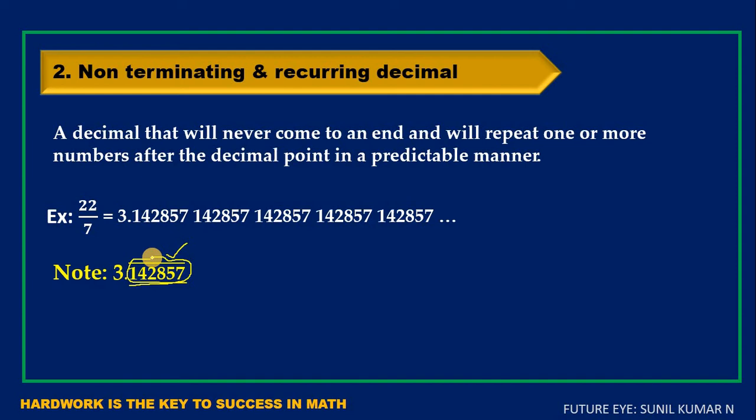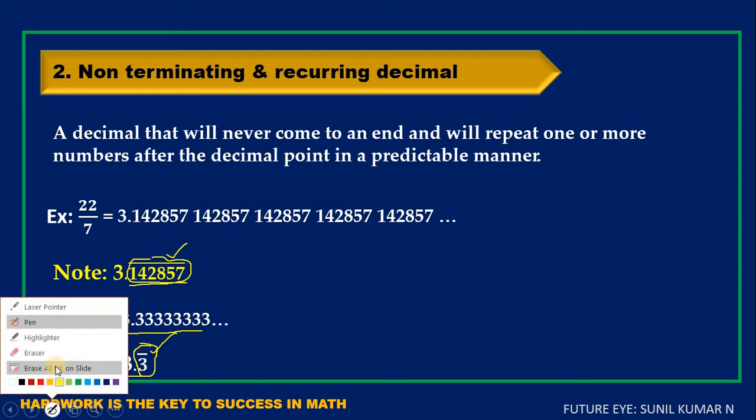Let me give another example also, children. Here 10 by 3. If you divide 10 by 3, we get 3.333333, and 3 goes on for an infinite number of times. If you keep on dividing, you will keep on getting remainder 3. Hence we can write this as 3.3 bar, and if there is a bar, you have to understand that this 3 repeats for an infinite number of times.